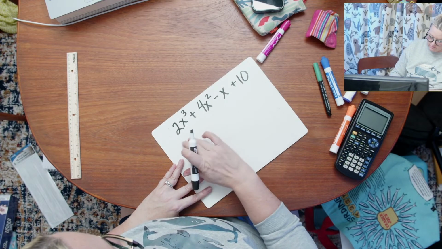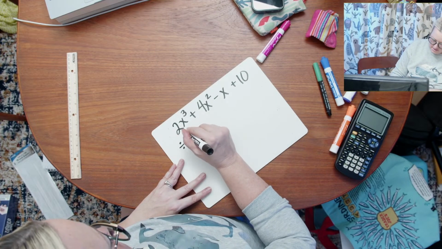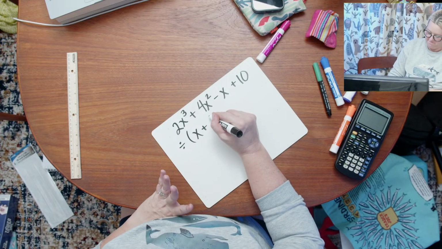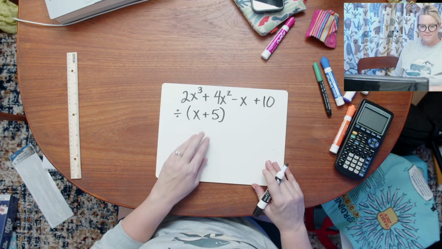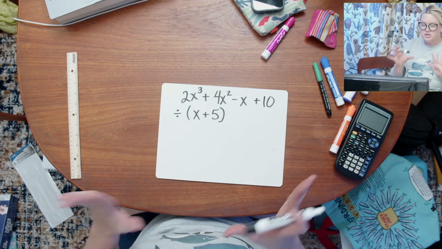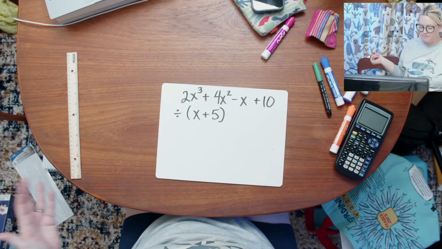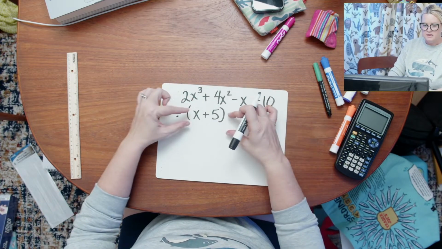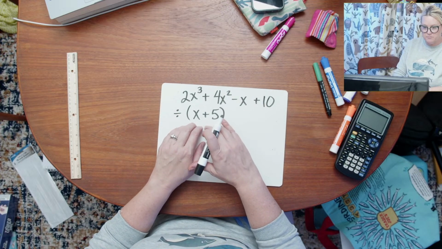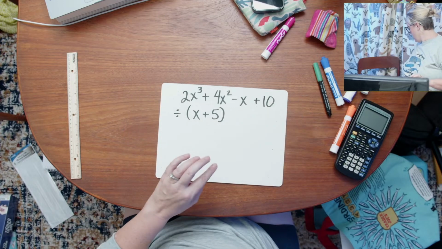So let's see. So we've got this, and I'm going to divide it by x plus 5. Okay. So what this is, it's just like if I were doing long division of just integers or numbers, right? I'm trying to do this divided by this. So what I'm trying to figure out is what can I multiply x plus 5 times to get this, okay? So let's see if it works.